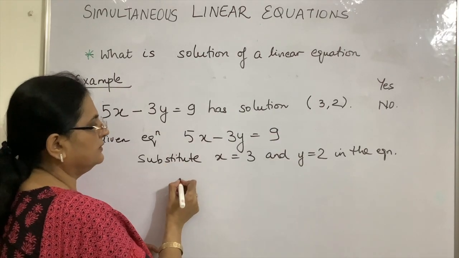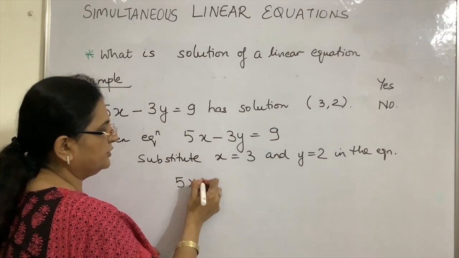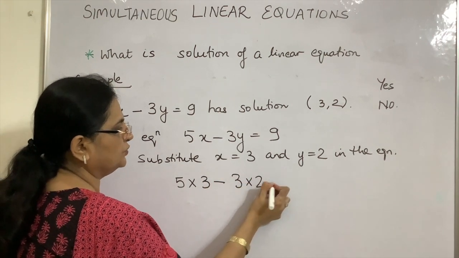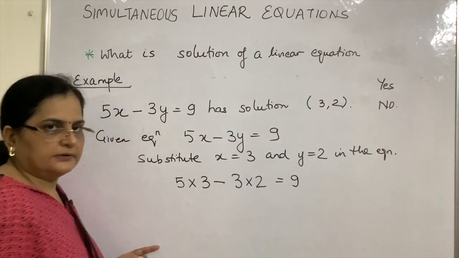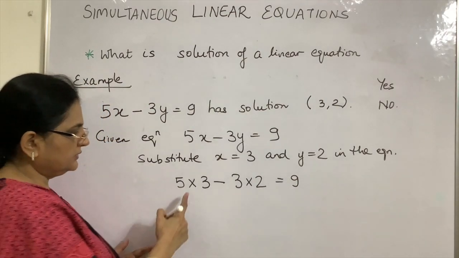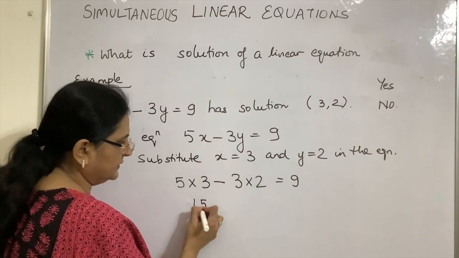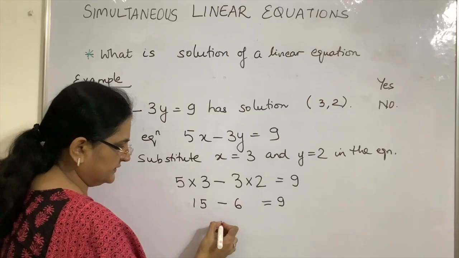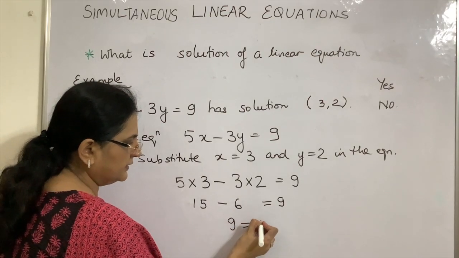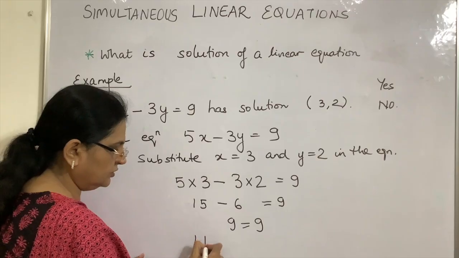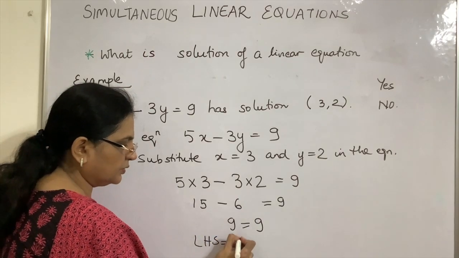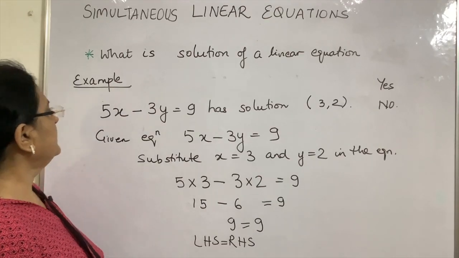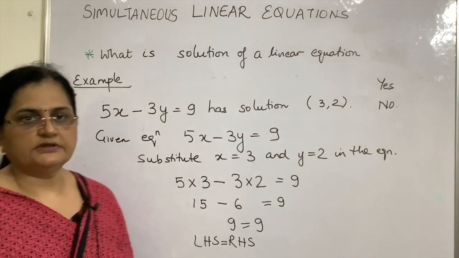On substituting, we see that 5 into, instead of x write 3, and instead of y write 2, is equal to 9. Now work this out. This is 5 3s are 15 minus 6 is equal to 9. 15 minus 6 is 9 is equal to 9. So LHS comes equal to the RHS. Hence we have verified that yes, 3 and 2 is a solution of this equation.